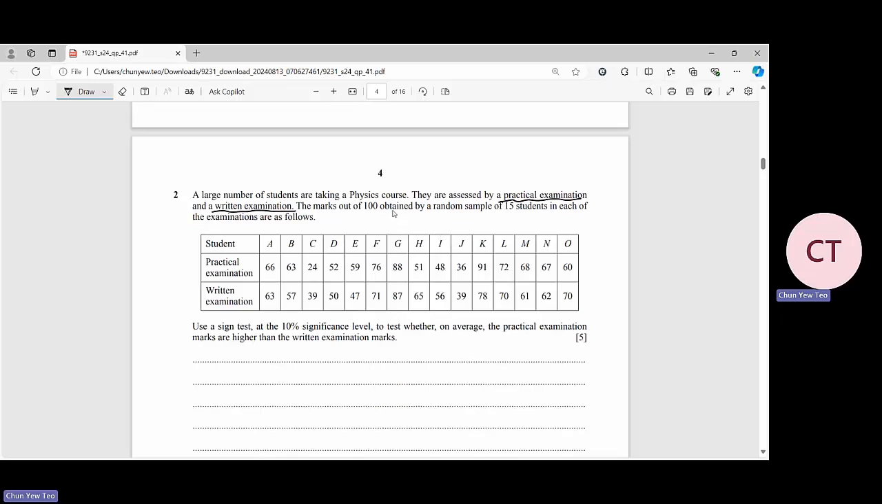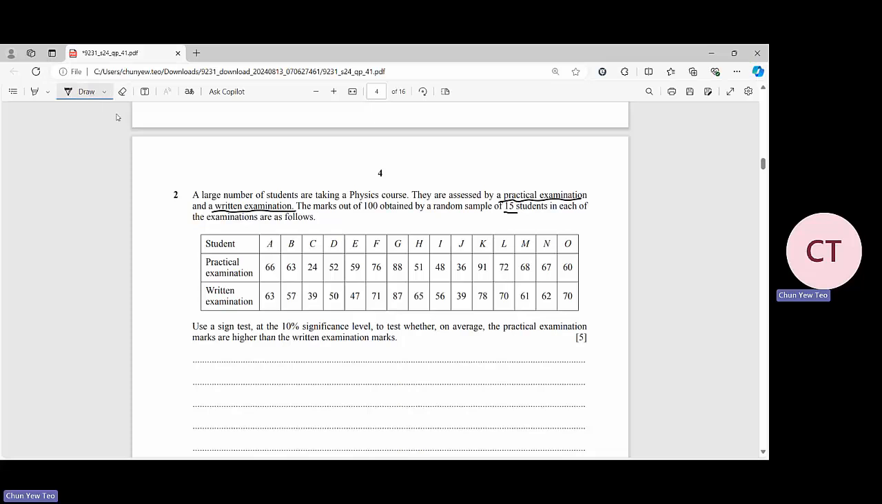The marks out of 100 by a random sample of 15 students in each of the examinations are as follows. Students A until O, you have 15 of them, and they are all taking both the practical and written exams. Use a sign test at the 10% significance level to test whether on average the practical exam marks are higher than the written exam marks.